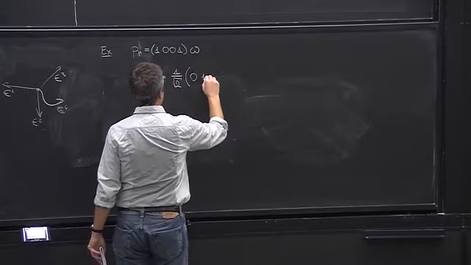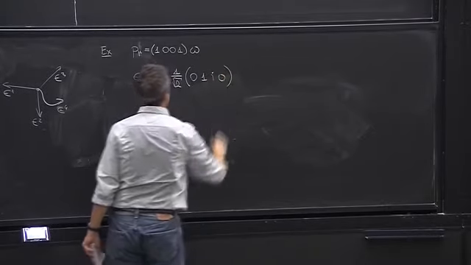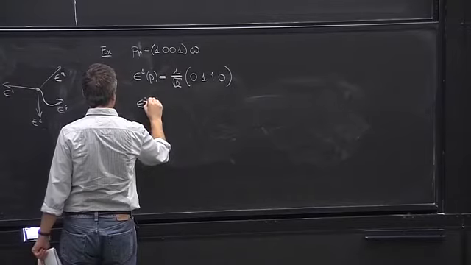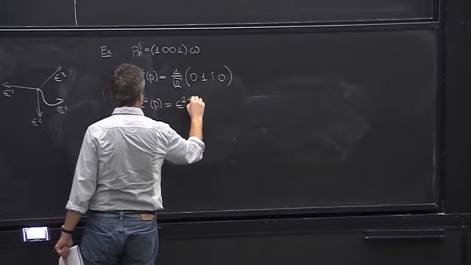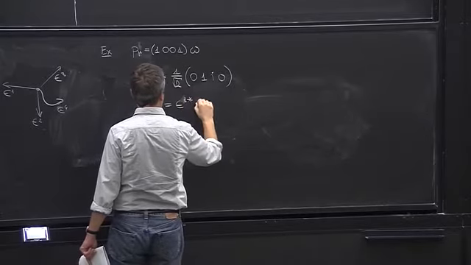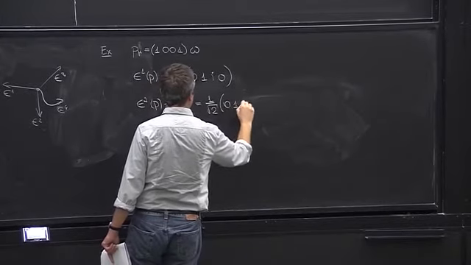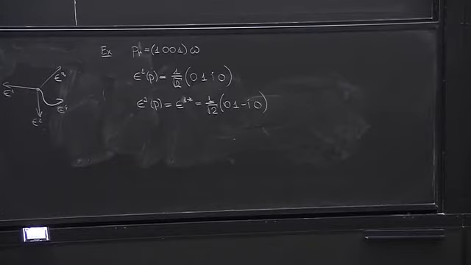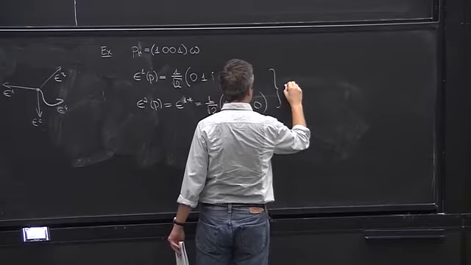What we will do, we'll choose the vectors that have components 0, 1, i, 0. And then epsilon 2 we will choose to be the complex conjugate of epsilon 1. So this will have components 0, 1, minus i, 0. So the claim is that this describes circularly polarized electromagnetic waves.